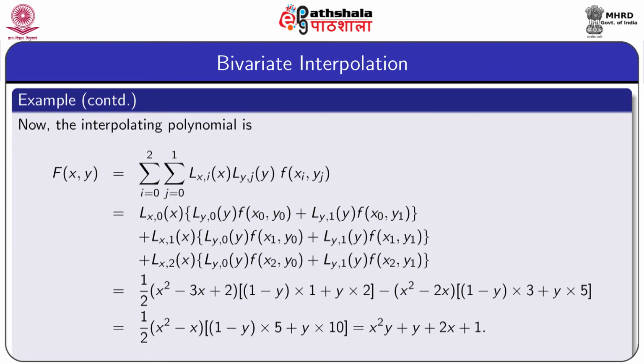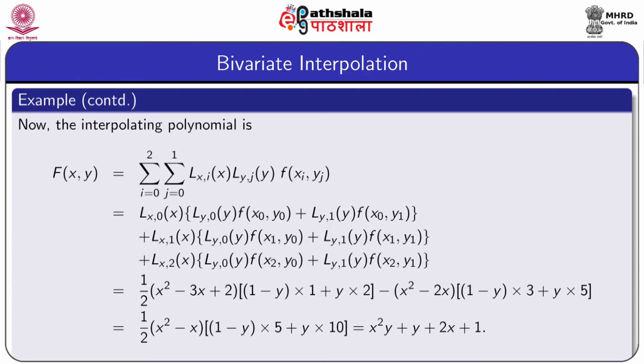So using these values, the Lagrange interpolating polynomial is F of x, y equal to summation i equal to 0 to 2, summation j equal to 0 to 1. In this case, the value of m is 2 and the value of n is 1, so the ranges of i and j are 0 to 2 and 0 to 1, of Lxi of x into Lyj of y into f of xi, yj.